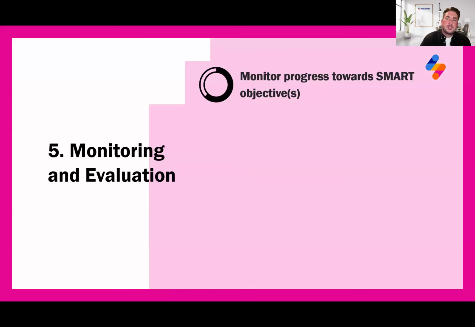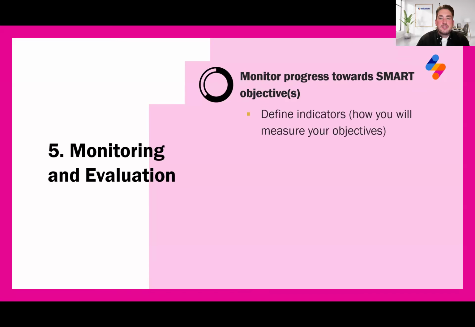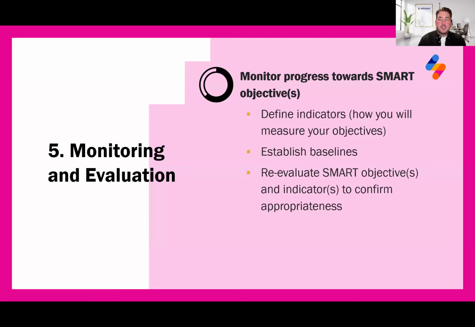Moving on to the fifth stage, monitoring and evaluation. So this is all about making sure that the map actually works, right? You start by monitoring progress towards your SMART objectives. That means you need to define indicators, how exactly you'll measure progress. Then you establish baselines so that you know where you're starting. As time goes on, you'll want to reevaluate your SMART objectives and indicators to confirm that they are still appropriate.